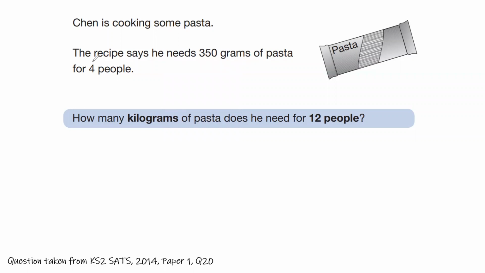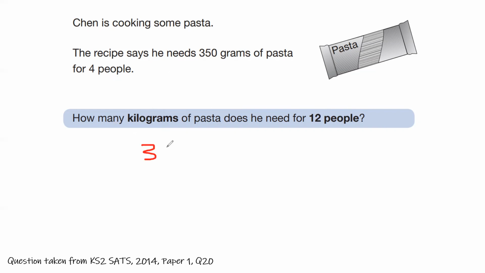So we have got a recipe that says somebody needs 350 grams of pasta for 4 people. And it wants us to know how many kilograms of pasta you need for 12 people. Now, if ever you're cooking and a recipe says it serves 2 or it serves 4, you pretty much always need to do something to it because you want a little bit more, a little bit less, unless someone's going hungry. So what we're going to do is work out exactly how much we need for this person who's cooking for 12 rather than cooking for 4.